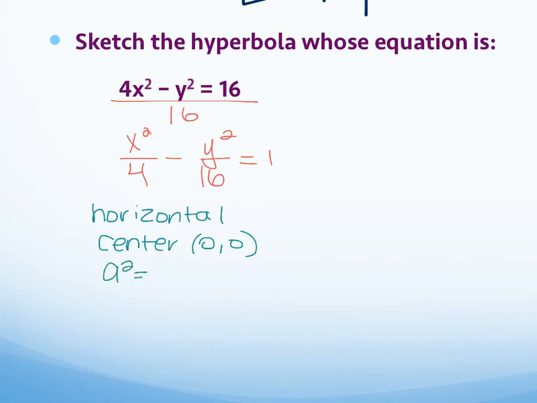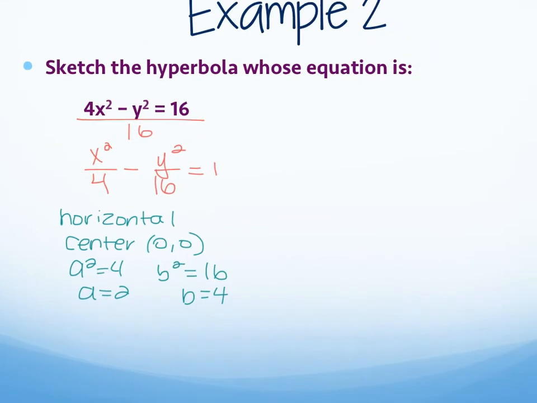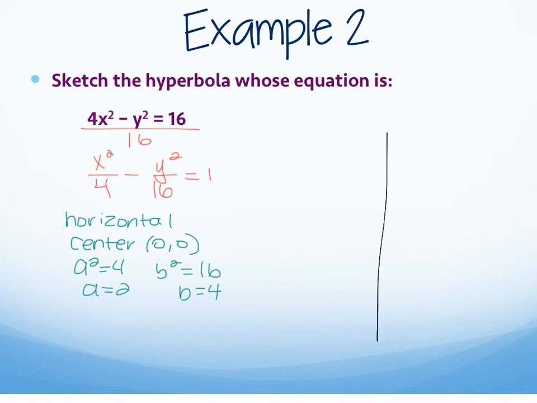Good. A squared is 4, which means A is 2. B squared is 16, which means B is 4. So the center is at 0, 0. It's horizontal, so I'm counting right and left the 2, and up and down the 4, which is the B.